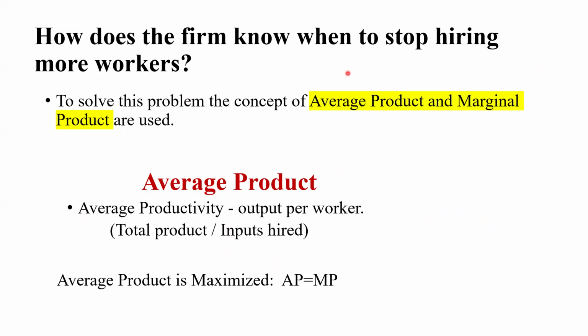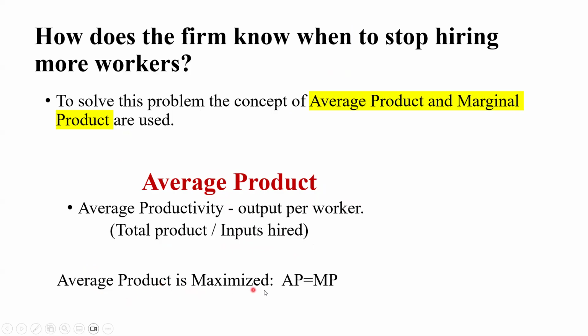To solve this problem, the concepts of average product and marginal product are used. So to solve the problem of when the firm will stop hiring, we use the concept of what? Average product and marginal product. So what is average product? They say that average product is the output per worker. What each worker is actually contributing, what each worker is actually producing. And you get it by total product divided by input hired, which is basically the quantity of labor.